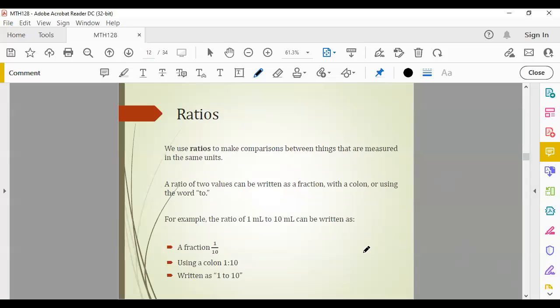So here's an example. Let's say we are comparing 1 milliliter to 10 milliliters. As a fraction, you can write it like this. Using a colon, you can write it 1 colon 10, or you can just write it as 1 to 10. In our case, we're just going to be using fractions because the latter two ways of writing this are not great ways because you can't really do any math with them.